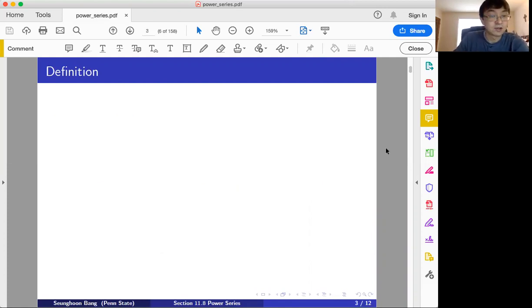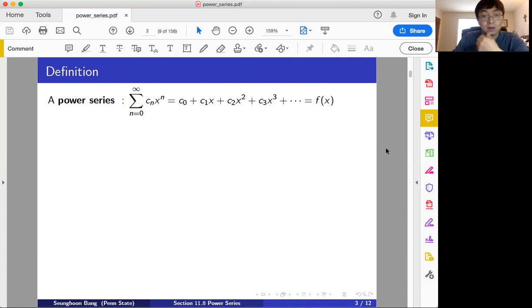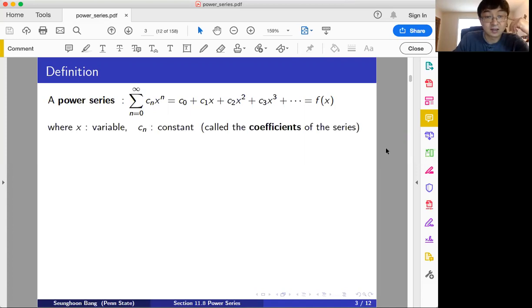The first one is the definition. What is a power series? The power series is the summation from n equal to 0 to infinity of c sub n x to the power n. This is the expanded form: c0 plus c1x plus c2x squared plus c3x cubed. This is a function of the variable x, which we call f of x. The x is a variable, and the c sub n are constants, called the coefficients of the series.